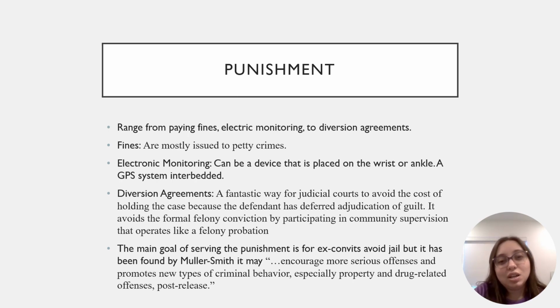Now, diversion agreements are a fantastic way for courts to avoid the cost of holding the case, because defendants have deferred adjudication of guilt. So they have pled guilty to receive this agreement. For the defendant, that also avoids the formal felony conviction, and they participate in community supervision that operates like a felony probation. So in the paper Diversion in the Criminal Justice System, Mueller explains that this is a form of punishment that benefits individual behavioral outcomes.